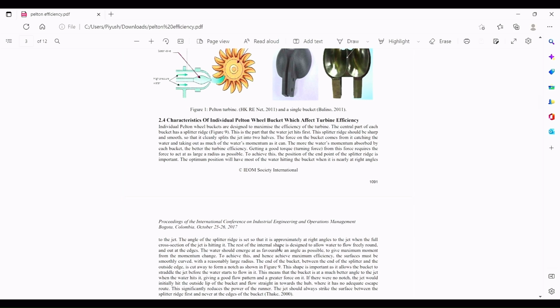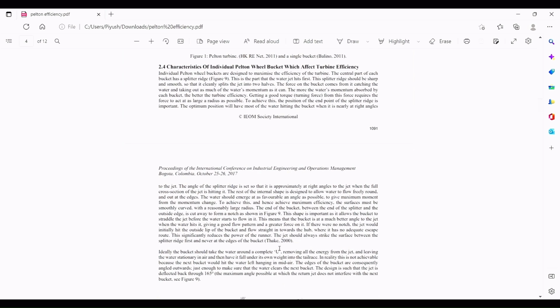Characteristics of individual Pelton wheel bucket which affect the turbine efficiency. The splitter ridge should be sharp and smooth so that it cleanly splits the jet into two halves. The force on the bucket comes from it catching the water and taking out as much of the water's momentum as it can. The more of the water's momentum absorbed by each bucket, the better the turbine efficiency.